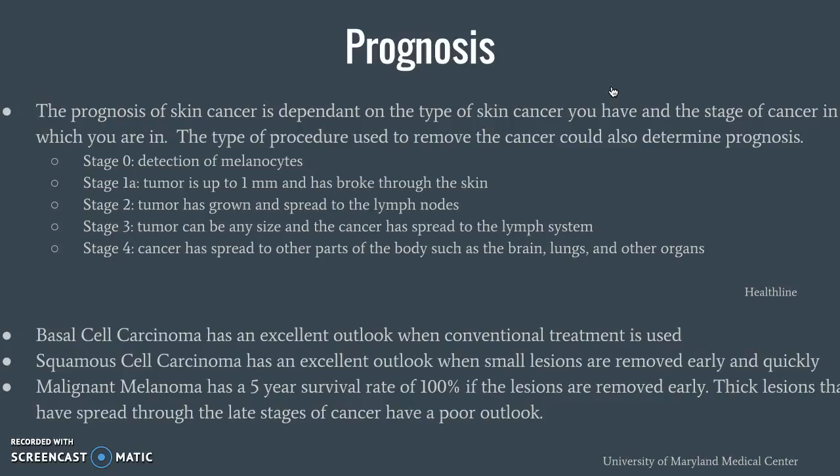Basal cell and squamous cell carcinoma have an excellent outlook when it is detected early and treated, and if the lesions are removed quickly. Malignant melanoma has a 5-year survival rate of 100% if the lesions are removed early, but if the lesions do become thick and spread to other parts of the body, which is indicative of the late stages of cancer, then there is a very poor outlook.